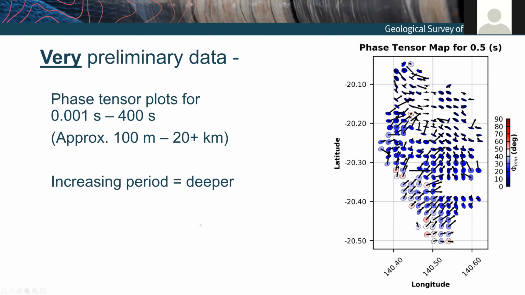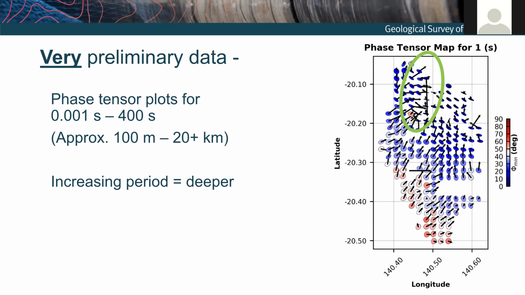And then if I keep stepping through, I'm at 0.5 seconds. And then if I step down to 1 second, I want you to keep your eye on this area in green. This is 1 second. It's about the same as 1 to 2 kilometers depth. So that's where we're at in the Earth.